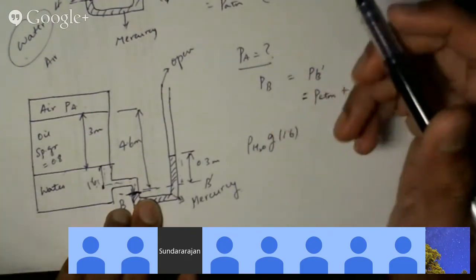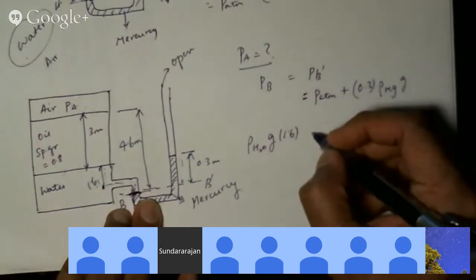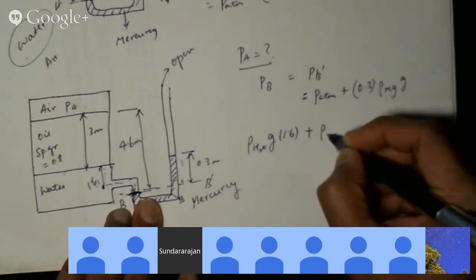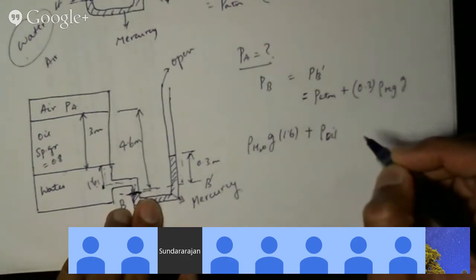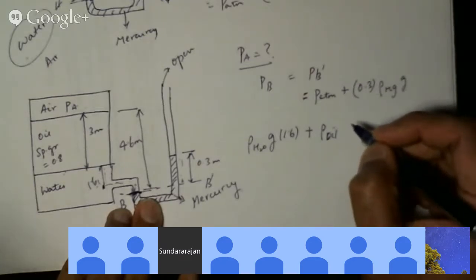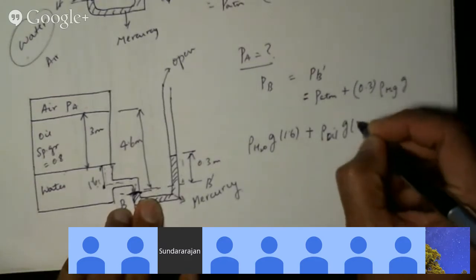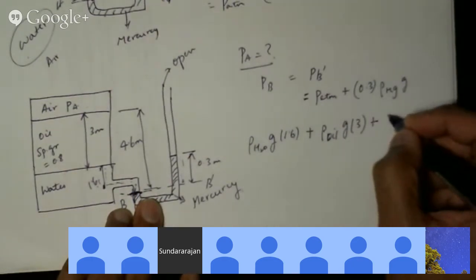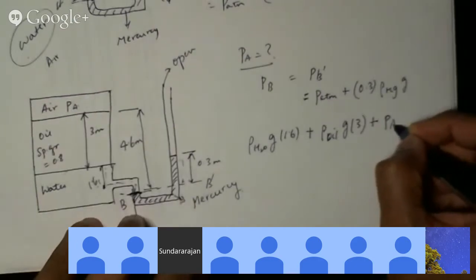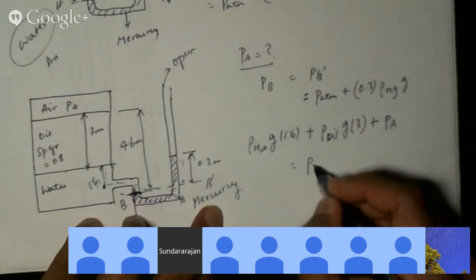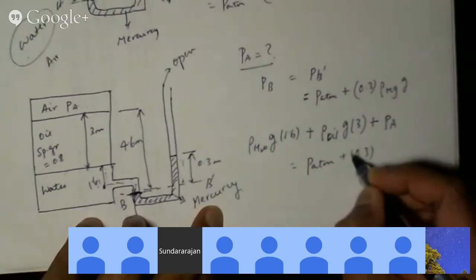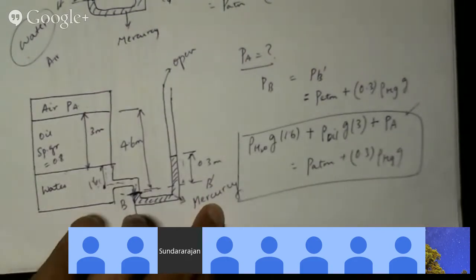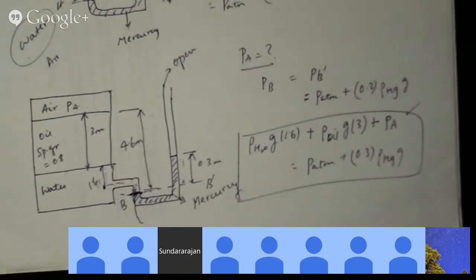Okay, so rho GH plus, well, you know the specific gravity of oil, so you can find the density of the oil, times the gravity times 3 meters, plus the absolute pressure at point A, right? Yeah, there you go. That's it. Then solve it. Solve it for P A. You know everything else. Okay.